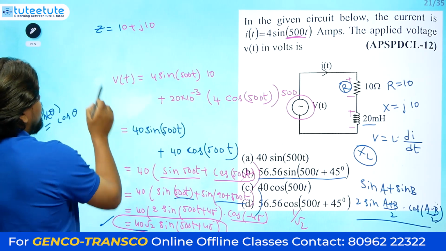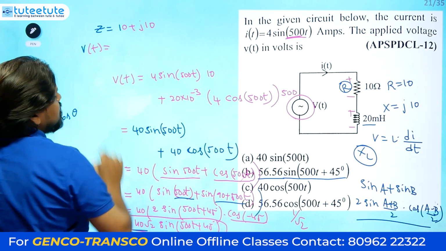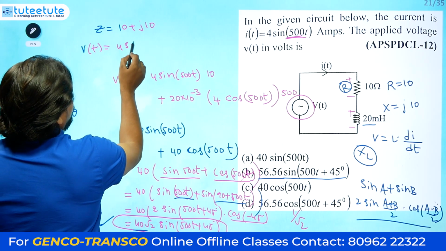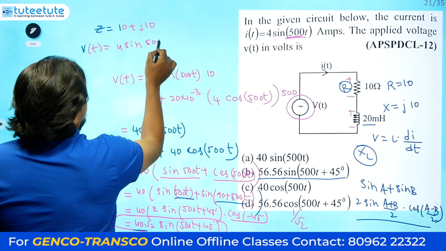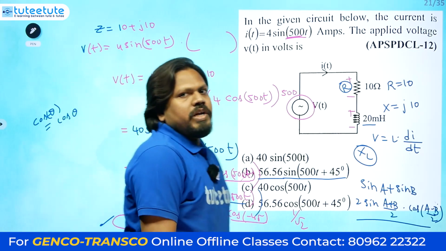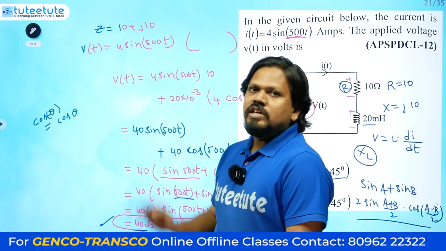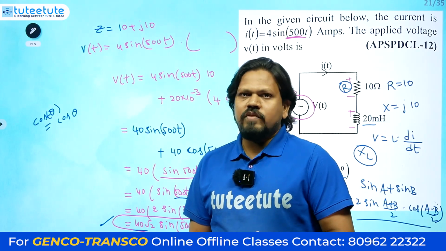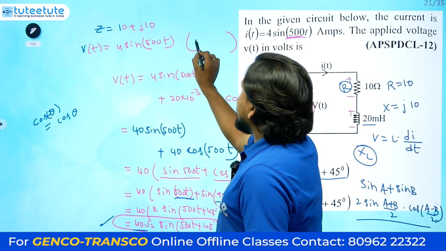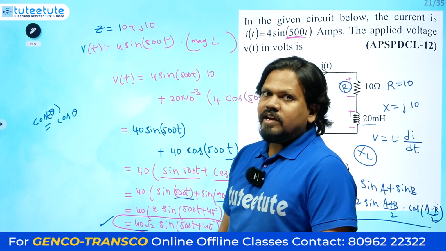So current we have, and if you want voltage V of t, I am just giving directly: I of t is 4 sin 500t into impedance. So you need to represent the impedance. The impedance value is 10 plus J10. You can represent it in the angle format directly, so 10 plus J10 means a magnitude with some angle. The angle we can easily get.